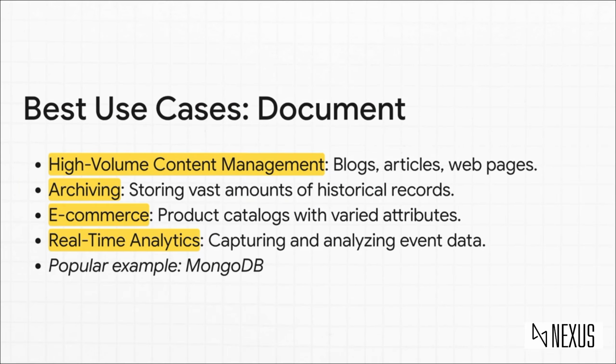And that flexibility is what makes document databases like MongoDB so incredibly powerful. They're perfect for things like content management systems or for an e-commerce site where one product has totally different features than another. Basically, whenever your data is messy and doesn't fit into a neat little grid, a document database is probably what you're looking for.